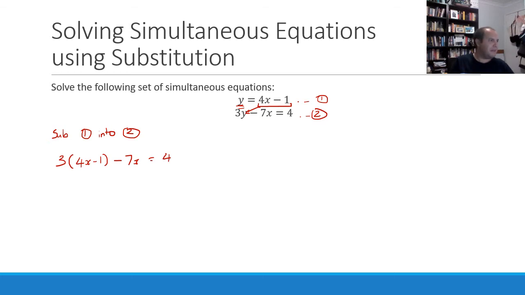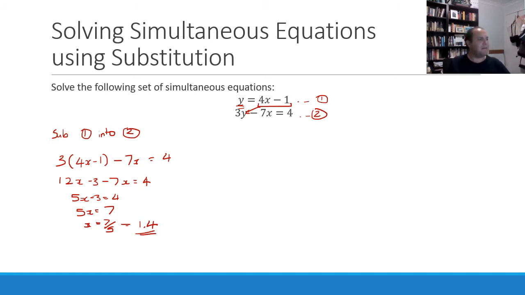And then going from there, we can expand and then solve this equation. So 12x minus 3 minus 7x equals 4. 5x minus 3 equals 4. Continuing to rearrange, 5x equals 7. x equals 7/5 or 1.4. All right. Now we've got our answer of 1.4, we can substitute that.